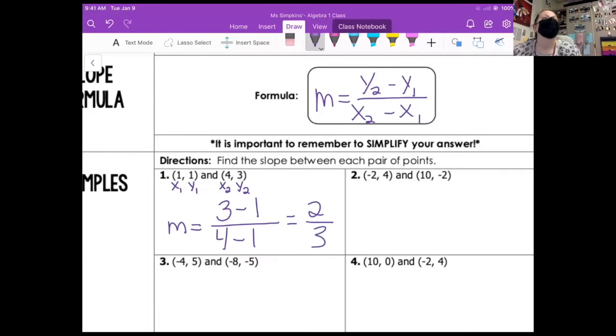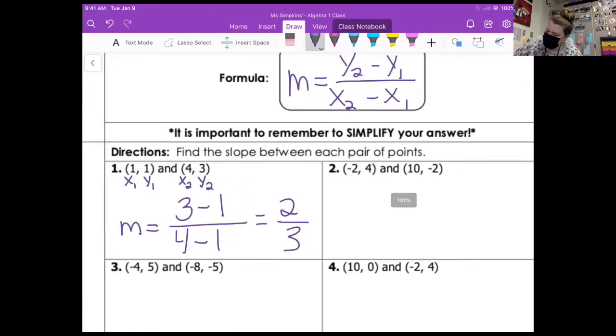I will tell you the biggest mistake people make on this is putting the x's in the numerator and the y's in the denominator. Make sure that your y's go on top, your x's go on bottom. Rise, y over run, x. Rise, up and down, y. Run, left and right, x.